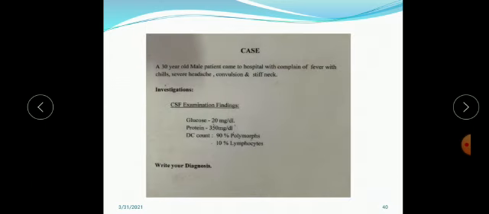Another case is a 30-year-old male patient who came to hospital with a complaint of fever with chills, severe headache, convulsion and neck stiffness, and CSF examination findings are glucose 20 milligram per deciliter, protein 350 milligram per deciliter, and differential count 90% polymorphs and 10% lymphocytes. Again here convulsion and neck stiffness are symptoms related to brain pathologies, and CSF examination shows glucose drastically decreased, protein drastically increased, and the clue is the differential count where we can see 90% polymorphs.